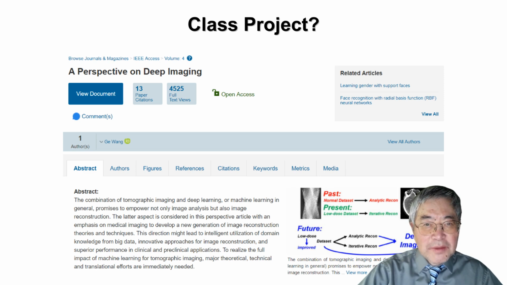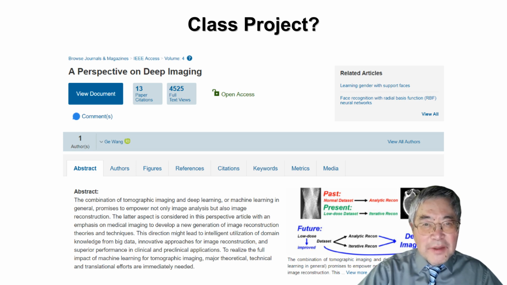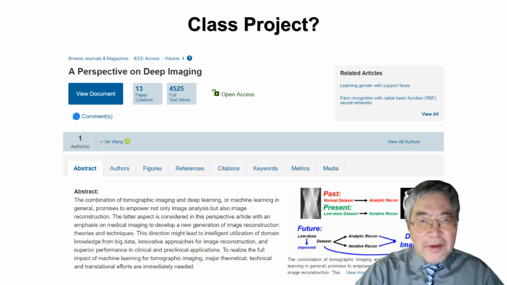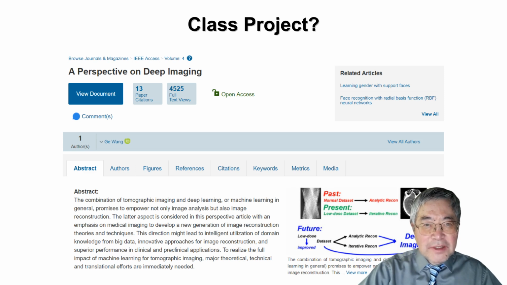If you're curious about this topic, I recommend reading my perspective article shown on the slide, which is the first roadmap for the emerging field of AI-based tomographic imaging. It discusses how AI, deep learning, and tomographic imaging can come together to create new algorithms for image reconstruction and analysis. This is an area where breakthroughs are happening, and your project could be a chance to do cutting-edge medical imaging research and potentially produce publishable results.